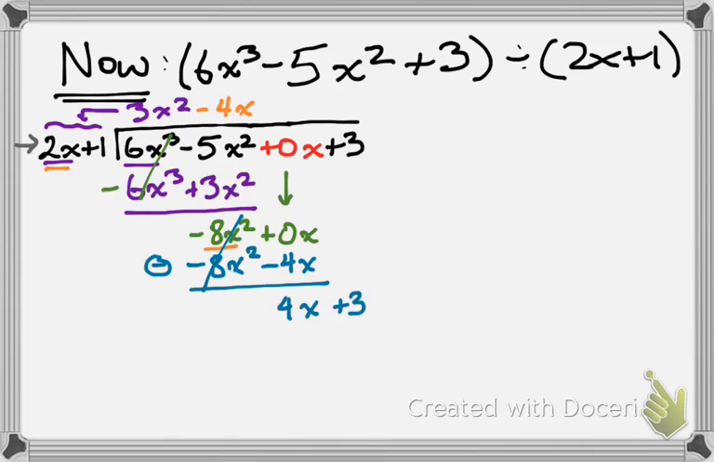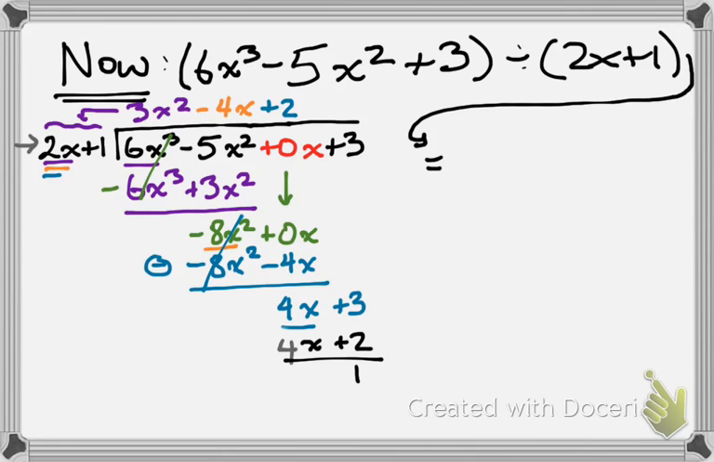We'll bring down the plus 3 to have 2 terms again. And now the question is 2x into 4x. Well, that's just 2. So we'll put a plus 2 at the top. And now, again, we're going to multiply the plus 2 times 2x plus 1. And we get 4x plus 2. Sorry about that, that's not 2x plus 1, that's actually going to be 4x plus 2. And now the last difference is just 1, and we're done.